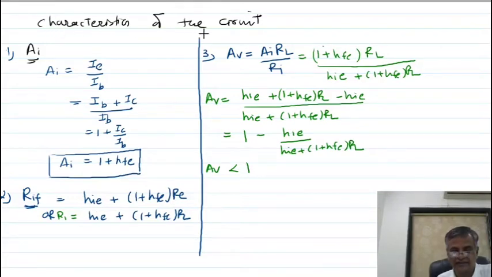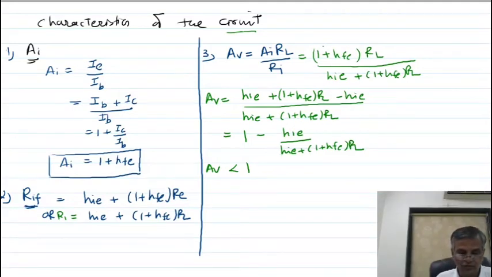We have the characteristics of this circuit, common collector. Common collector is an example of a voltage series feedback. So I am discussing this for common collector. Current gain is 1 plus HFE. Input resistance is HIE plus 1 plus HFE into RE. RL is the load resistance across which you are taking the output voltage. So I am writing RL also. Here load resistance is RE or RL, anything you can write. So this equation says that your voltage gain is always less than 1.